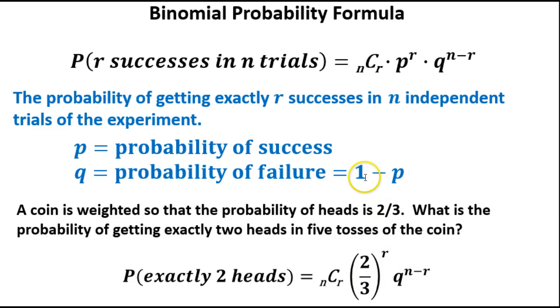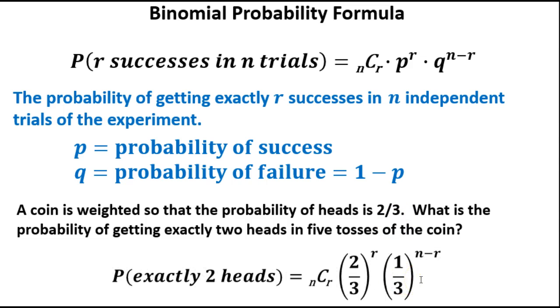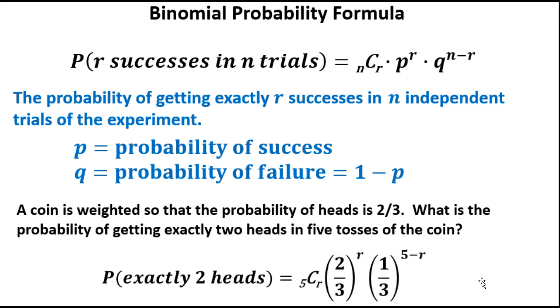Q is 1 minus whatever this number is, the opposite. 1 minus 2/3 would give us 1/3, so the Q value is going to be 1/3. That means it's going to land on tails 1/3 of the time. Now we're going to determine what this n value is. And n is the number of independent trials. In this case, we're going to toss the coin 5 different times. So I've got n values here, and I've got an n value up here. Both of these n values are going to be 5. So I'm going to change both of those to 5 now, because we're going to flip this coin 5 different times. So we've got 5 choose r.